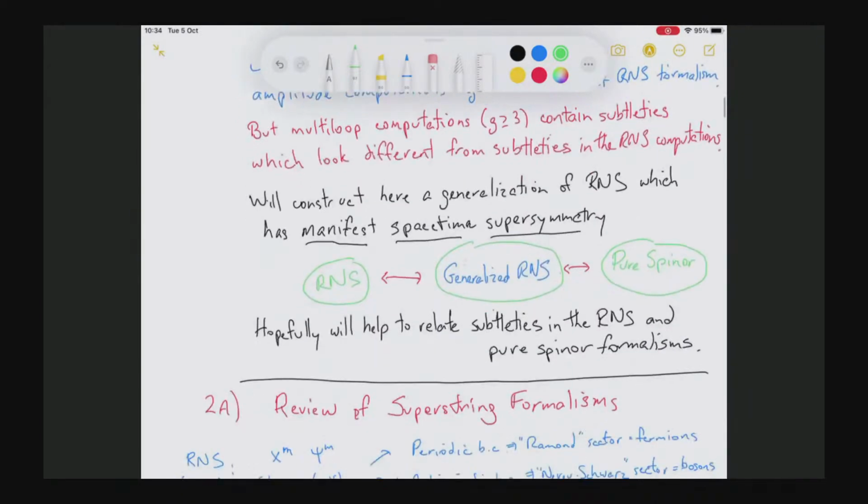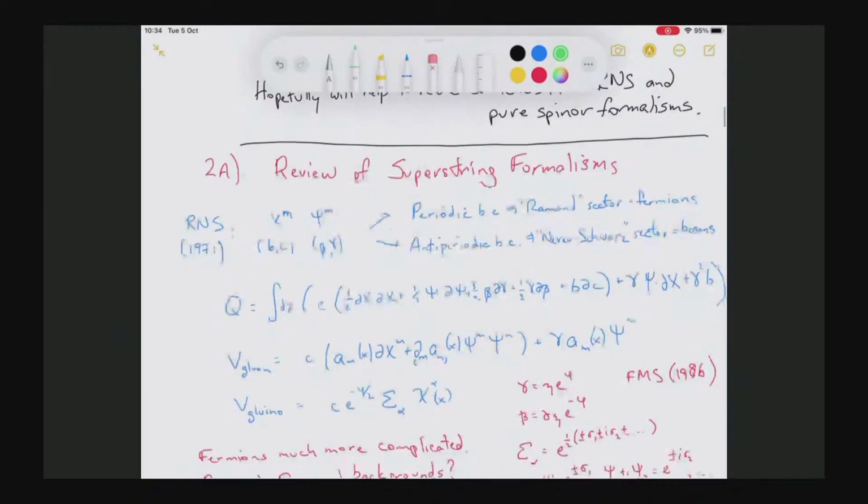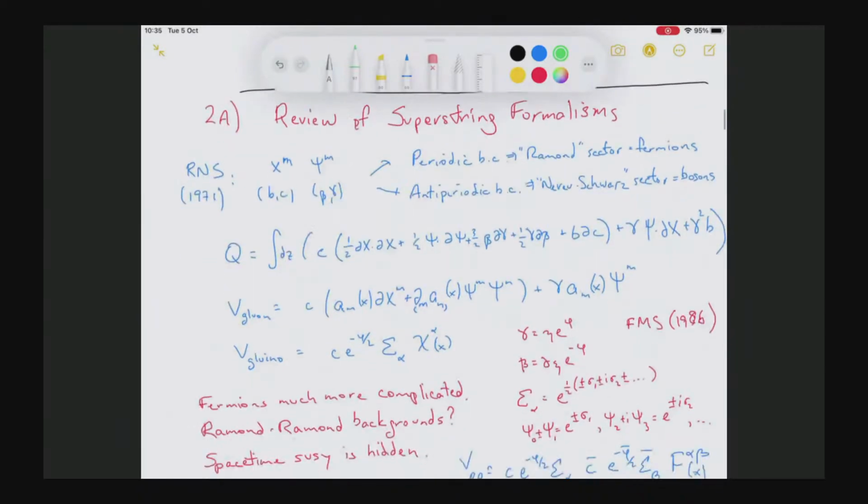Okay, so let me start by just reviewing the different formalisms. In the RNS formalism, of course, we have X's and psi's, and we also have the bc and beta-gamma ghosts. Ramond and Neveu-Schwarz sectors are when the psi's have either periodic or anti-periodic boundary conditions. The BRST operator is a standard BRST operator, which you can write for any N equals 1 superconformal field theory, and then a flat background just has the form here. And then the gluon and gluino vertex operators.